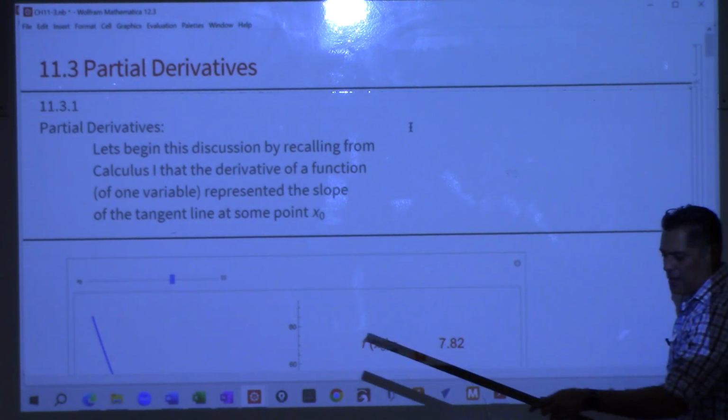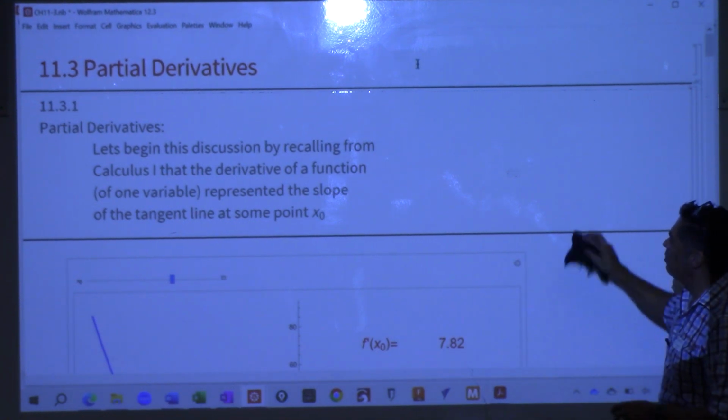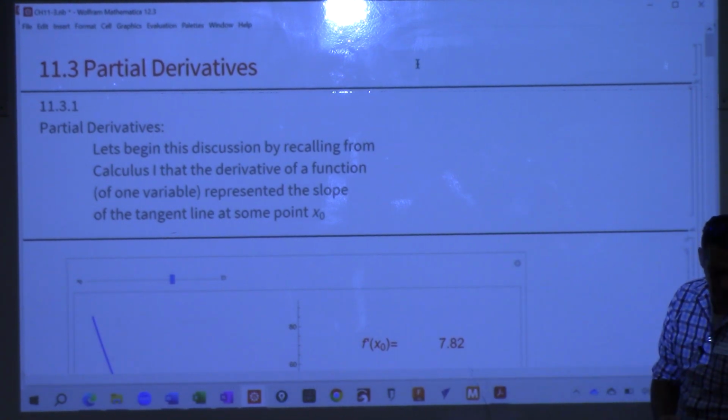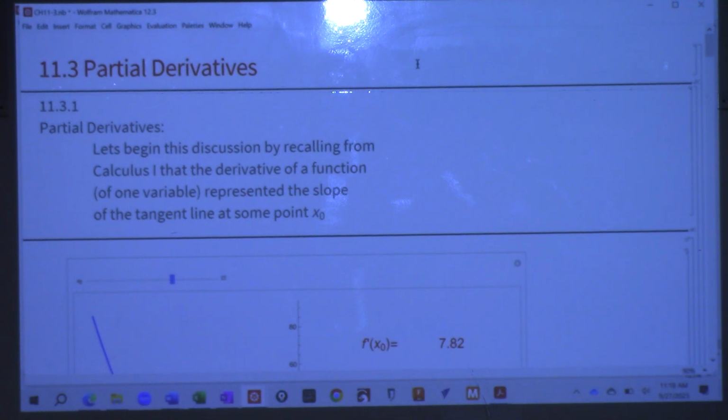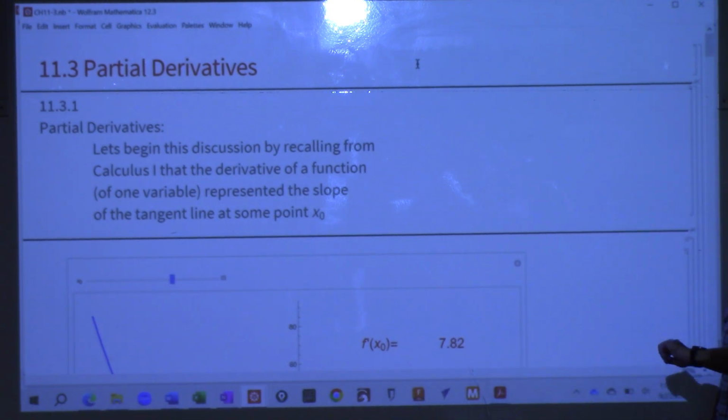I can remember as a Calculus 3 student learning about partial derivatives for the first time, and my professor standing up there on that board in that auditorium trying to draw it and me not understanding at all what he was talking about. So this is, I think, going to be pretty easy for us to understand because we have computers and we can visualize it, right?